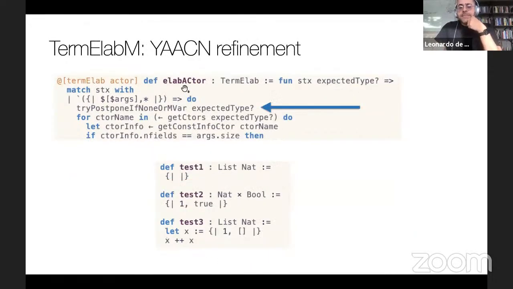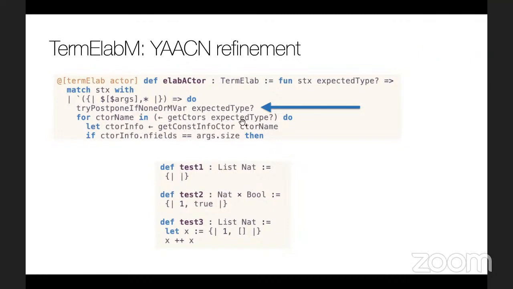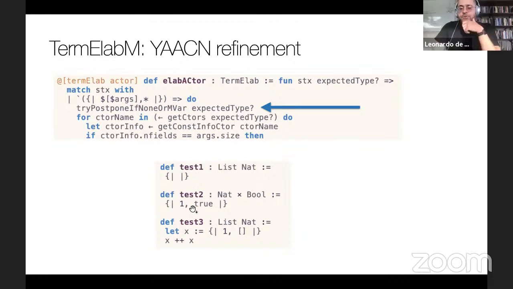This is a common idiom: you want to elaborate something only if the expected type is known. And here's an example. You have this method called tryPostponeIfNoneOrMVar. If the expected type is none or is a meta variable, this is going to tell the elaborator to interrupt execution and resume later if possible. If we add this extra line, now our 3 examples work.